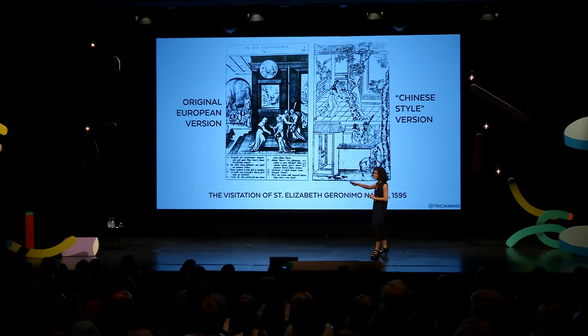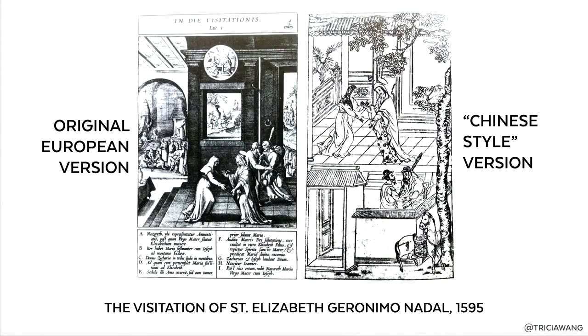So here are two paintings of the same exact scene of a visitation of St. Elizabeth, by Geronimo Nadal. You can see the original one on the left side, the European one, and then the same exact scene, Chinese style, on the right. You can see how different they look, even though it's the same exact scene.